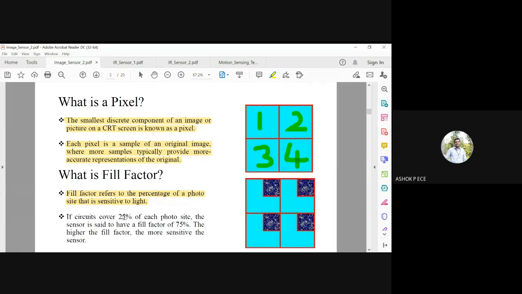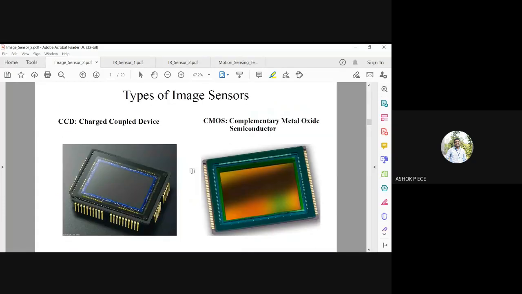if a circuit covers 25% of photo size, the sensor is said to have a fill factor of 75. So 75 percentage is allowed for the light to fall on the pixel. 25 percentage is going to be for the circuit. So the fill factor is going to be 75 percentage. So the higher the fill factor, the more the sensitivity of the sensor. Okay, so this one we have seen.